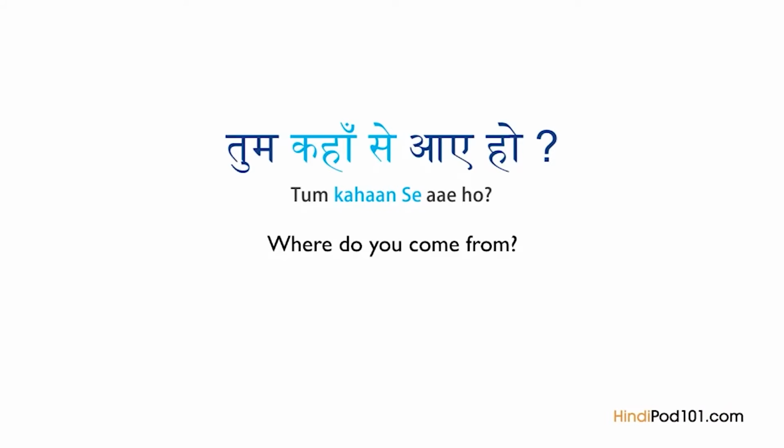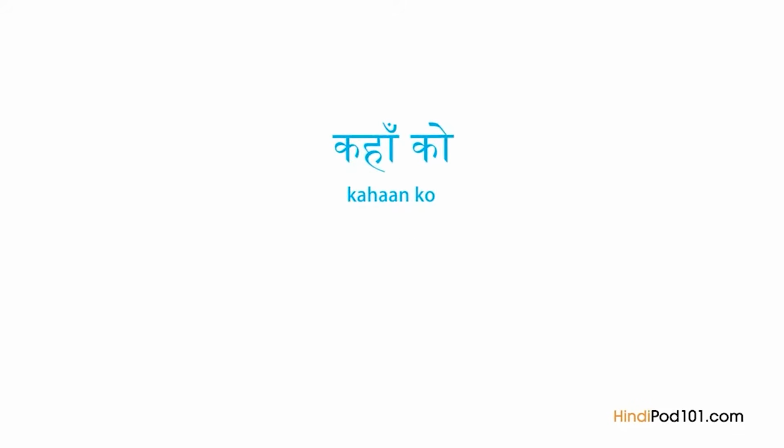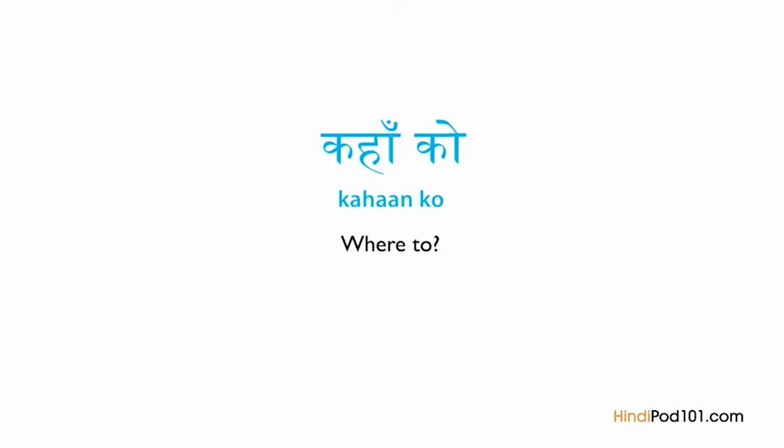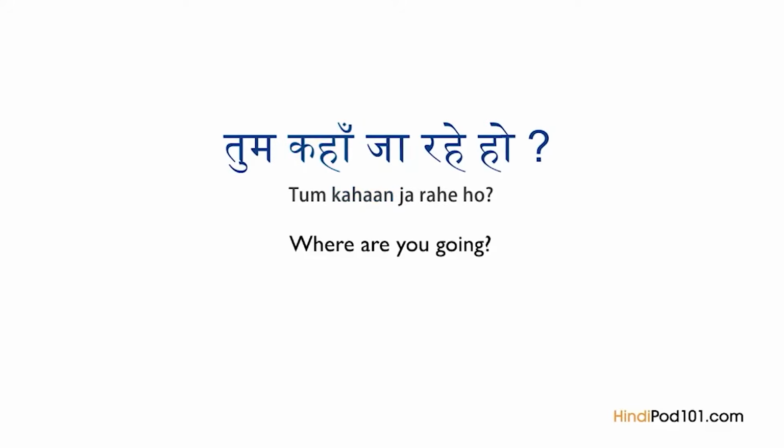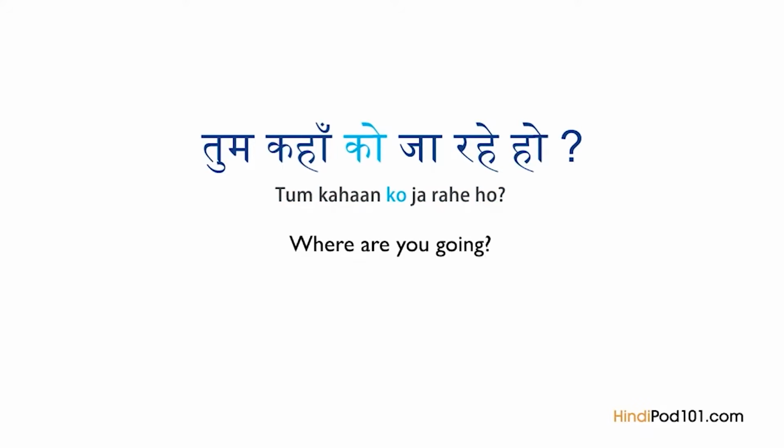The word also changes if you want to insist on the destination. If you say, for example, kahan ko, this literally means where to. This question formula kahan ko is often used when asking about your final destination. For example, to ask where are you going, you say, तुम कहाँ को जा रहे हो? An important thing to note here is that we can also omit the ko to mean the same thing and simply ask, तुम कहाँ जा रहे हो? Which is just like asking, where are you going? The ko, however, makes it stronger.